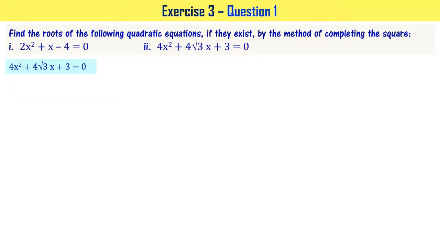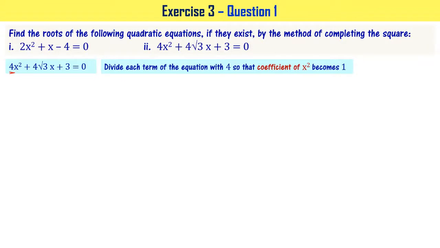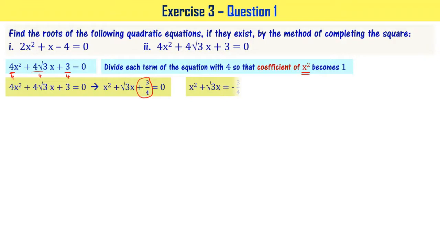For that, we are going to use the completing square method, right? In the completing square method, the first thing is you have to look at what is the coefficient of x square. Here it is 4. For that reason, we are going to divide each term of the equation with the number 4 so that the coefficient of x square becomes 1, right? It means I'm going to divide each term with 4. When you do that, the equation becomes x square plus root 3x plus 3 by 4 equal to 0, right? Let me rearrange this equation such that I can take this plus 3 by 4 to the other side. When I do that, the equation becomes x square plus root 3x equal to minus 3 by 4.